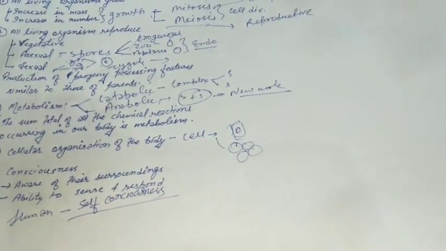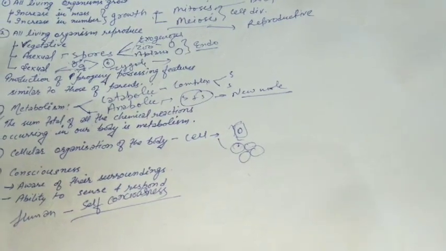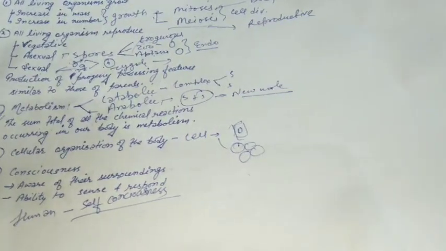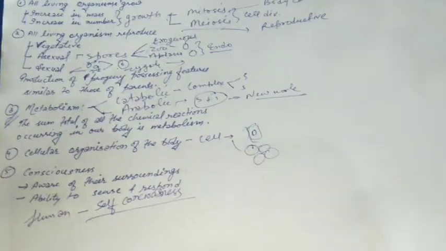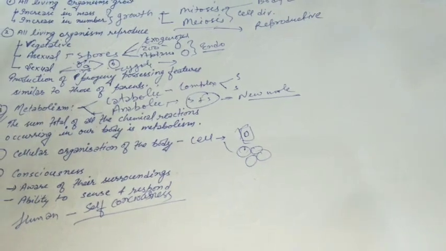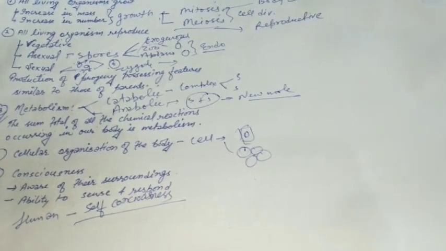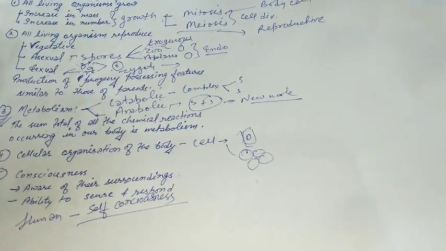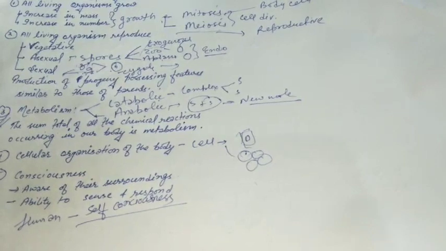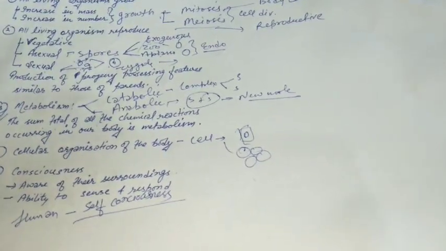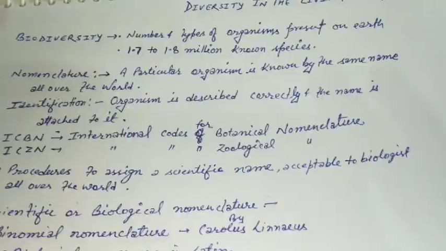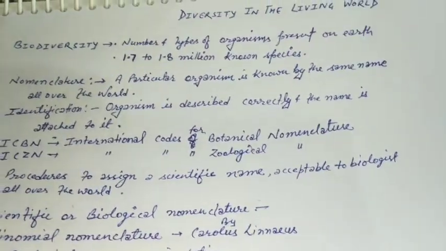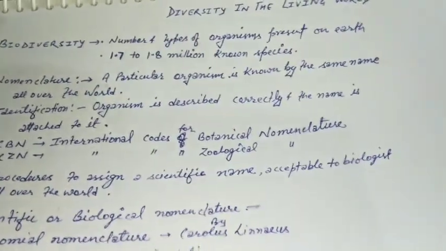Next one is the cellular organization of the body. It means each living organism is made up of one or many cells. And the last one is consciousness, which is basically the awareness of their surroundings and also the ability to sense and respond against the stimulus. In today's lecture, we will be focused on the diversity in the living world.